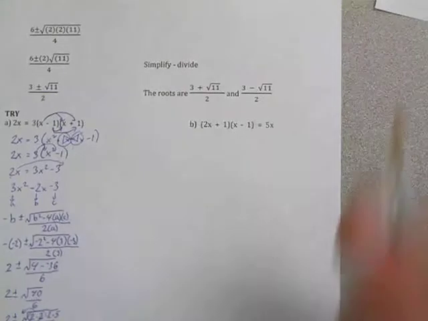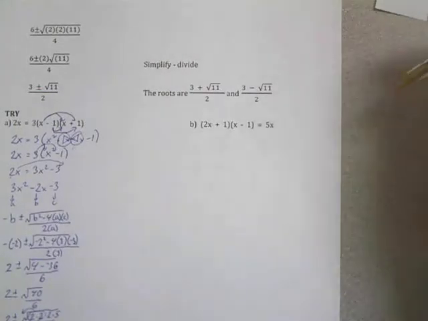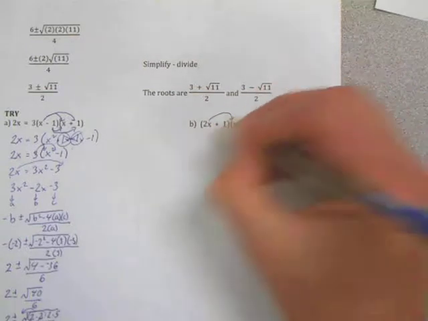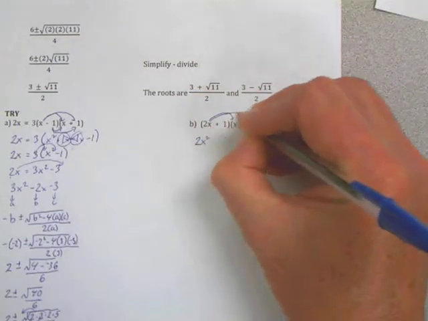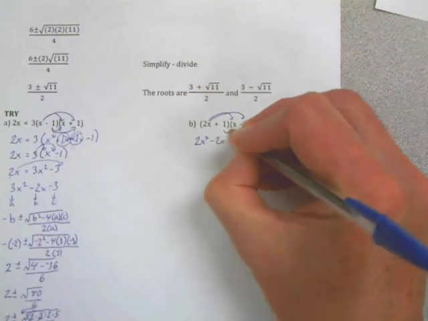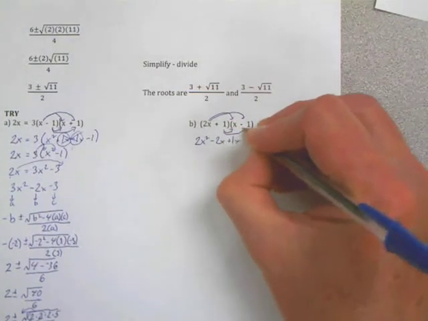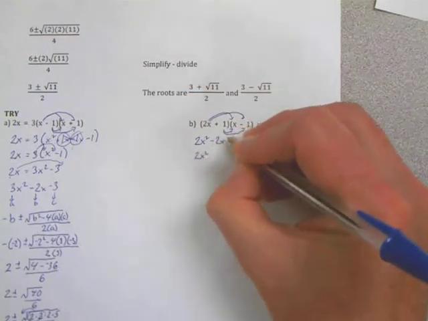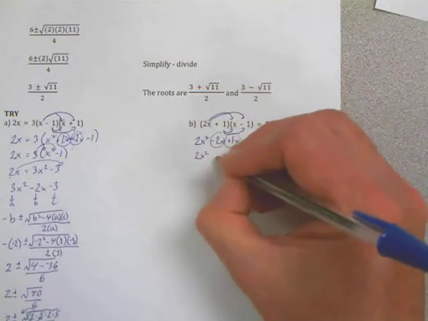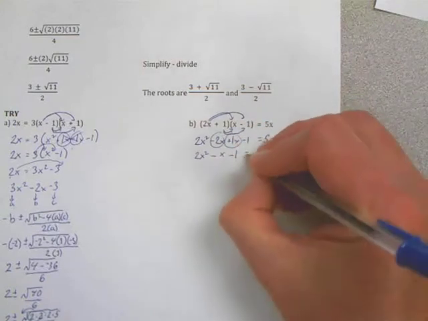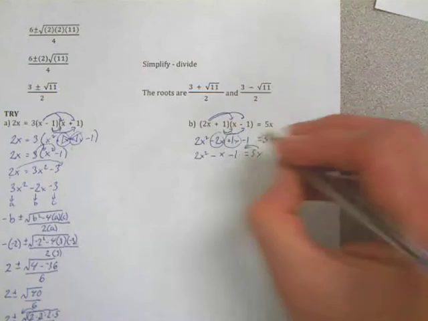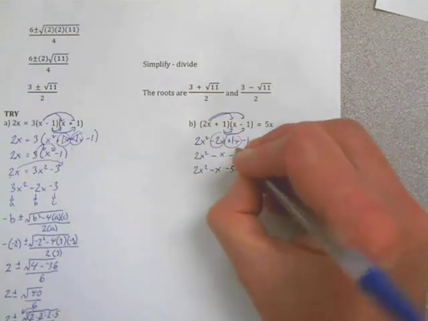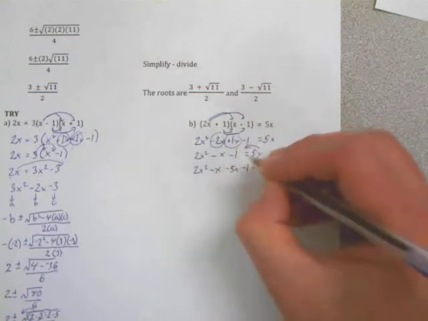Question B. Same thing. We got to put it in the form ax squared plus bx plus c equals 0. So, bring it in. 2x times x is 2x squared minus 2x plus 1x minus 1 is equal to 5x. Group your like terms. I have 2x and 1x, I get negative x minus 1 is equal to 5x. Bring this over. 2x squared minus x minus 5x, positive here, comes across the equal sign, becomes negative. Minus 1 is equal to 0.